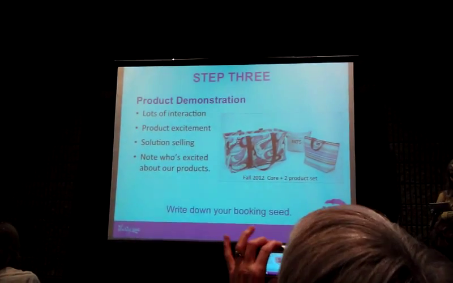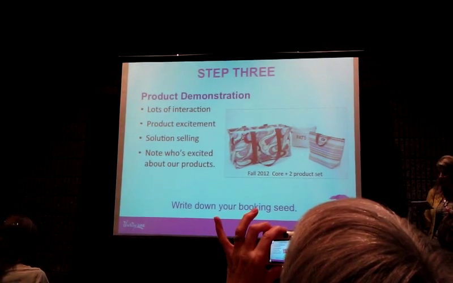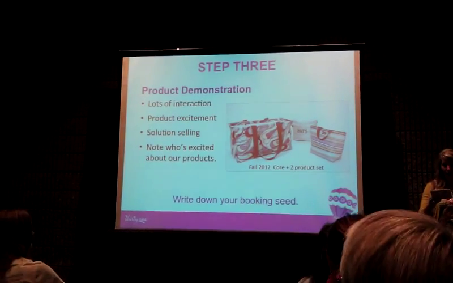Okay, so step 3, our product demonstration. This is probably the main part where I plant the majority of my seeds, maybe more obvious seeds, okay? So this is where we have our product excitement. We talk about our monthly specials. Guests get to handle the product. You get to pass it around. People are filling out their wish list. And guests get to interact with one another.